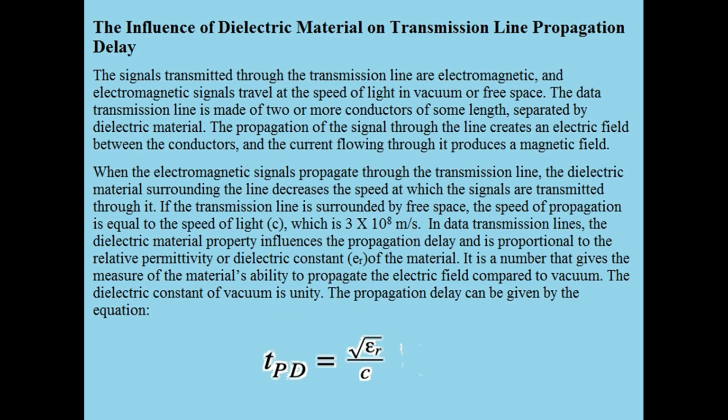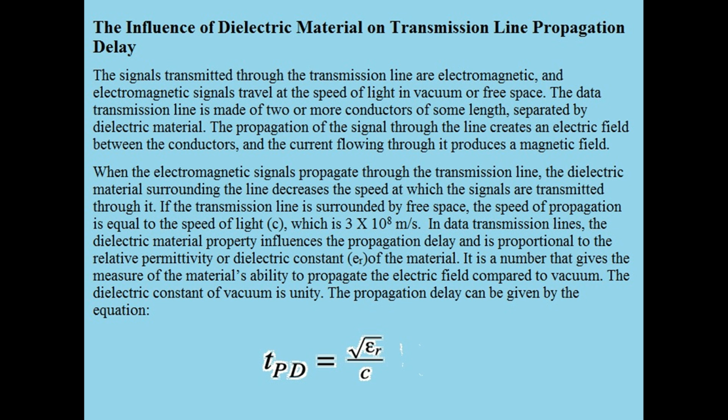The influence of dielectric material on transmission line propagation delay. The signals transmitted through the transmission line are electromagnetic, and electromagnetic signals travel at the speed of light in vacuum or free space. The data transmission line is made of 2 or more conductors of some length, separated by dielectric material. The propagation of the signal through the line creates an electric field between the conductors, and the current flowing through it produces a magnetic field.